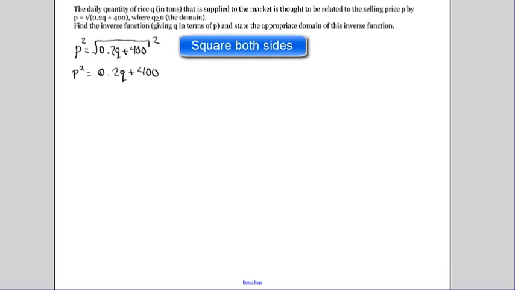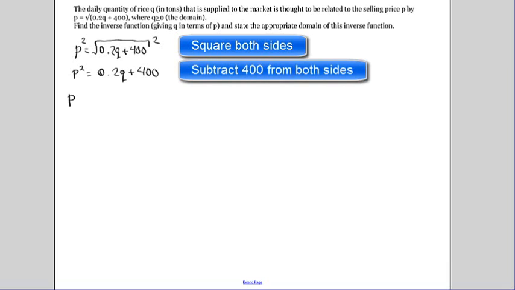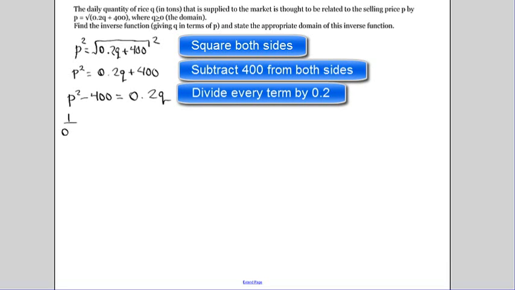400 is being added to the term containing the Q. To get rid of it, we subtract 400 from both sides. Since Q is being multiplied by 0.2, we will divide both sides of the equation by 0.2.